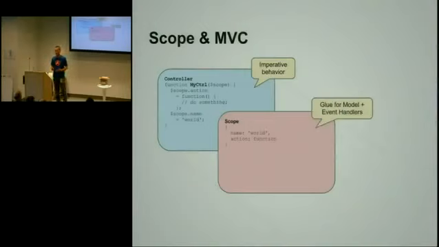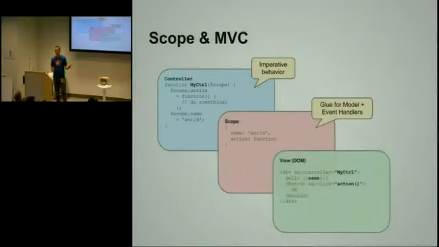So the last part is the view, the template, and in the template, all of the stuff that you published on the scope, for example, name and action in this case, are then available in the template and will be called from there. So the scope is the execution context for all of the expressions used in the template.